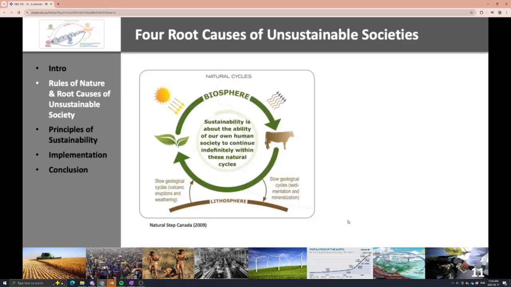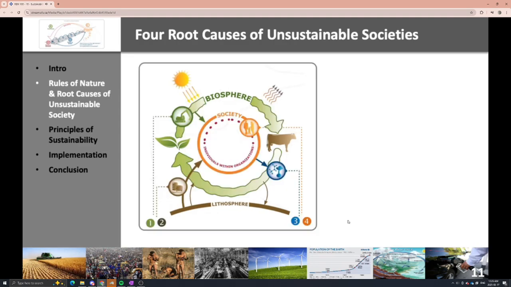Now that we know how nature works ideally, the next logical question is, how are our current practices interfering with the way nature works? And this brings us to the 4 root causes of unsustainable societies. First, we extract large amounts of material from the Earth's crust that are typically rare in the biosphere. This means that we are overwhelming the ability of the geological processes to absorb these materials back into the lithosphere.